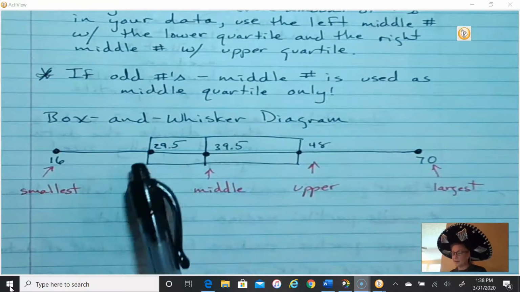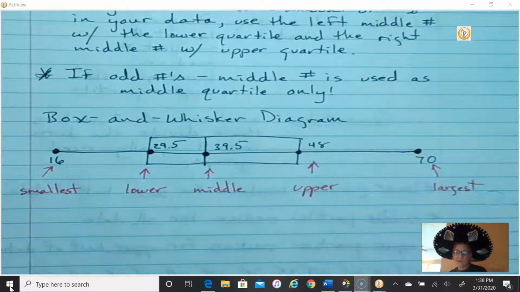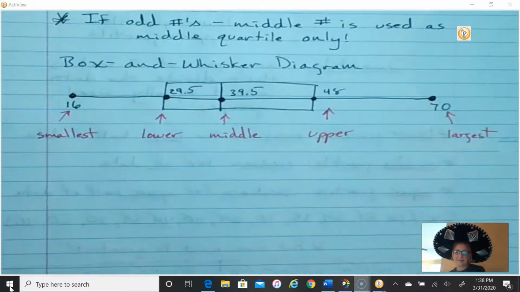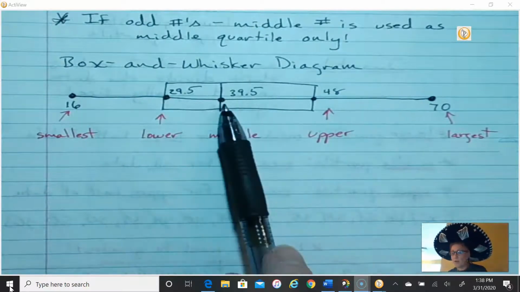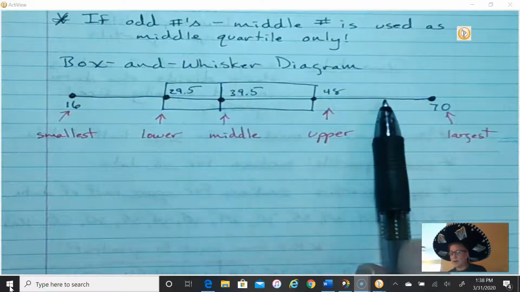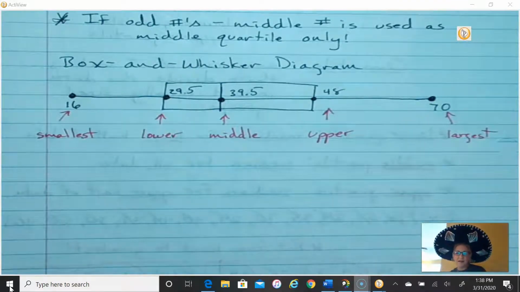See, box, and it looks like whiskers. It doesn't have to be perfect where you put them, but they have to be kind of distanced somewhere. I mean, you can't tell me 29.5 would be way over here. Or the middle, like 39.5, you can't put it right here. You know what I'm saying? Kind of gauge an appropriate place.